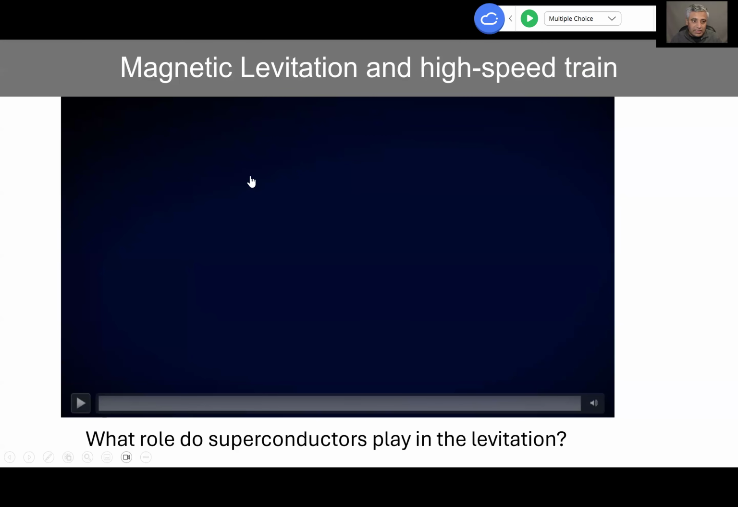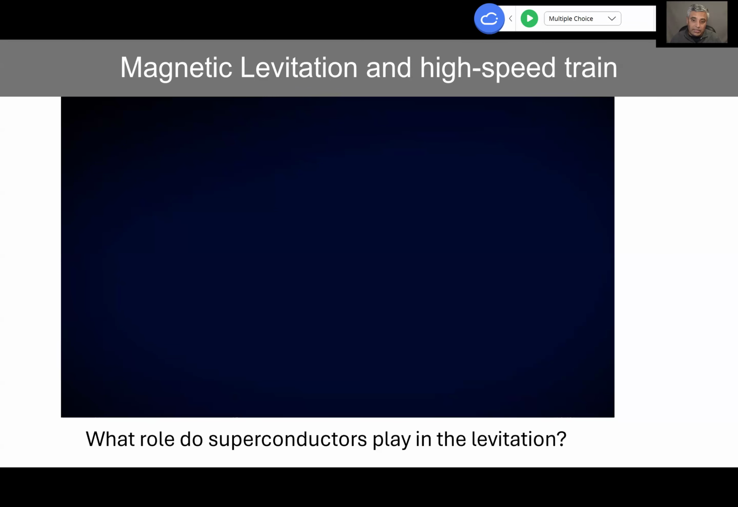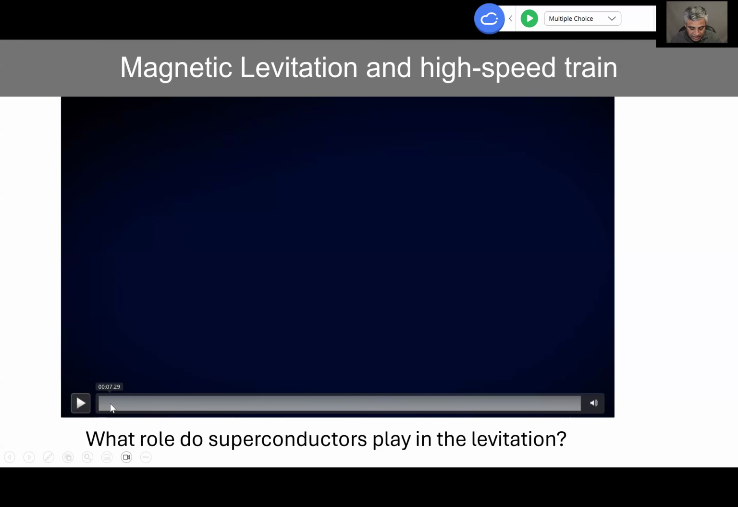Okay, so here is a video about superconductors. Probably you may have heard of or even ridden a high-speed train. I haven't. This is a maglev; I think usually Japan and China have built this kind of train. So here is basically the theoretical basis.